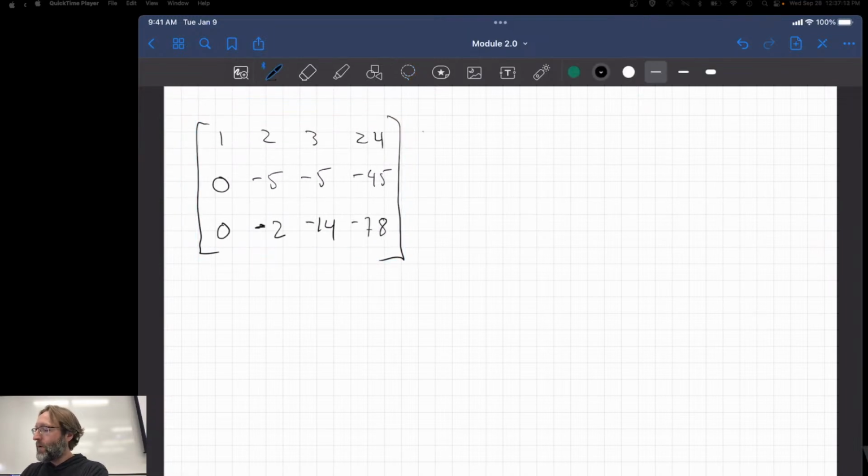Now what do I want to do to get rid of this element right here, to make this one 0? I could do it with respect to row 1 again, but what will that do? That'll screw up my 0 right here. Right? And it'll screw up my 0 right here, I guess. Right? So I don't want to do that. I want to do it with respect to row 2.